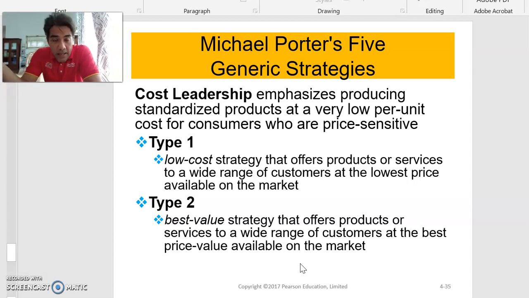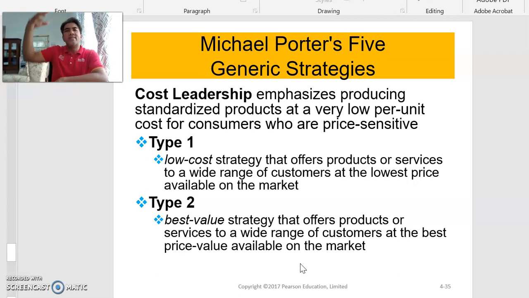We can say that IKEA is a type 2 organization. It is still a standardized product. They are still considered low cost. It is just that when we bring IKEA to Malaysia, it is quite expensive because of the currency exchange and whatnot.